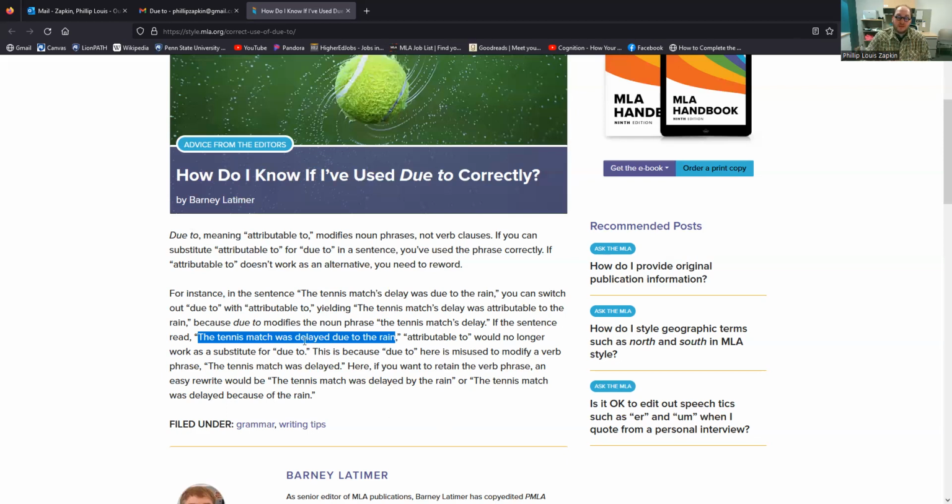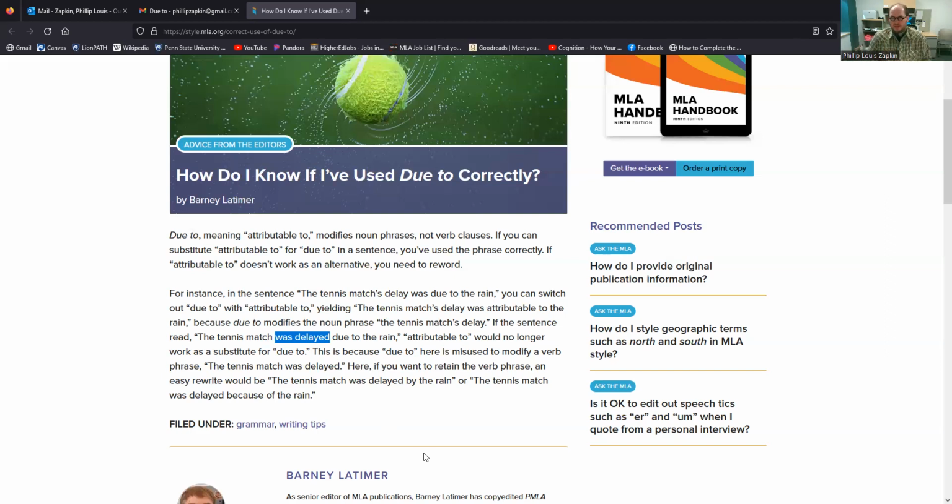So in this case, "was delayed" is the verb. This is the action that is occurring. So in this case, we have a noun, the tennis match's delay, a thing, versus "was delayed." This is the basic rule according to the MLA. If this is about a noun, "due to" works. If it's about a verb, a delay, or "was delayed," then it doesn't work.